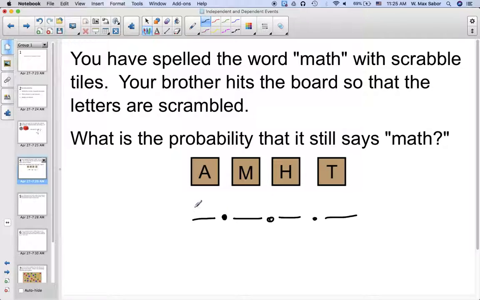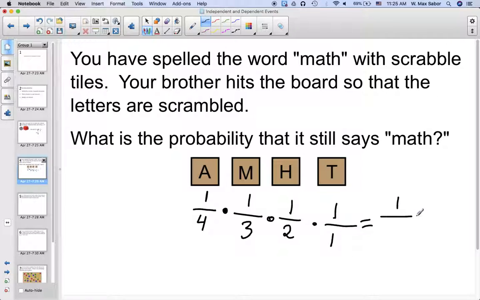If the first tile is an M, there's a 1 in 4 chance. Now that we've taken out that M, there are 3 choices left, so there's a 1 in 3 chance that the next tile is an A. For the next tile, there's a 1 in 2 just between the T and the H, and now the H is the only one left, so it's a 1 in 1 chance. Multiplying these all together gives 1 out of 24.